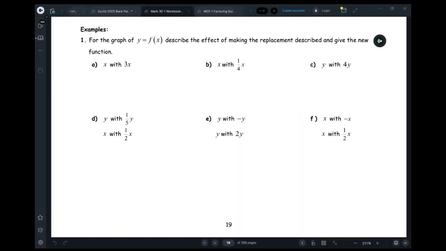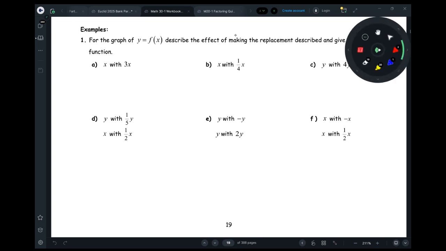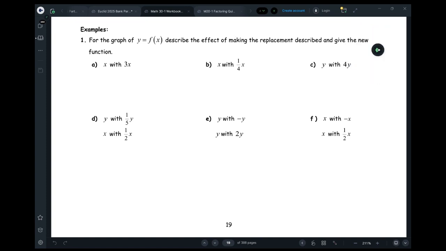So let's take a look at some examples here. This one says, for the graph of y equals f of x, describe the effect of making the replacement described and give the new function. What we're looking at in the first one, we're going to replace x with 3x. Now remember what that means. Here we've got the original function. What we are literally doing is taking out that x and replacing it with 3x. That is the new function right there.